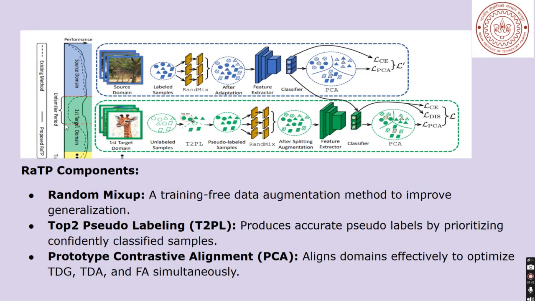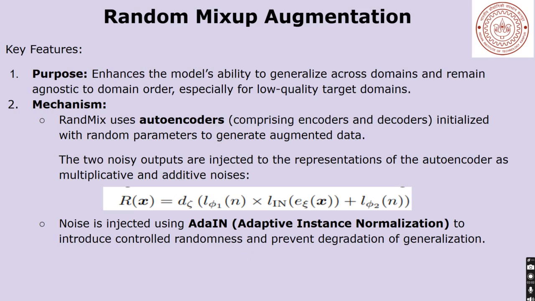So let's have a look at the RATP components. The first one is RandMix, a training-free data augmentation method to improve generalization. The second one is Top-2 Pseudo Labeling, T2PL. It produces accurate pseudo labels by prioritizing confidently classified samples. And the third one is Prototype Contrastive Alignment, PCA.